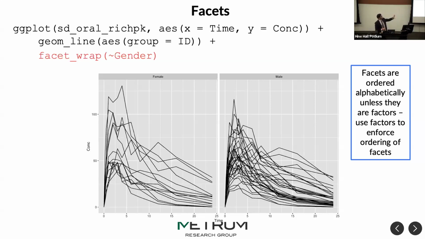column. It's important to know that the facets will be displayed in alphabetical order unless they're factors. So if you want the facets to show up in a certain order, you need to use factors. This is important for dose. If, for example, you have a 0.5 milligram dose, 2.5 milligram dose, and a 10 milligram dose, it's going to put those in alphabetical order: 0.5, 10, 2.5. It doesn't put it in numeric order for you. It'll come up in the hands-on.